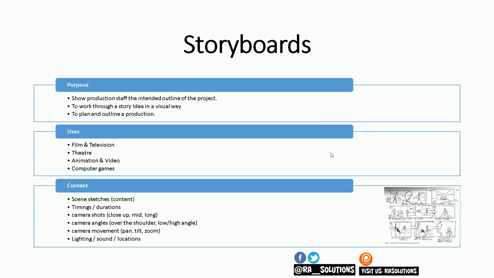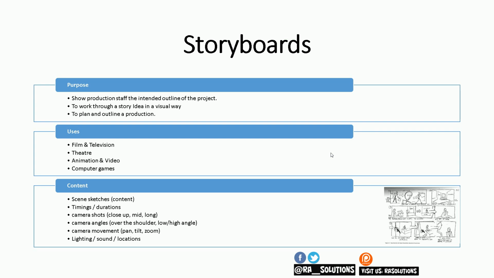Moving on, the next pre-production document is a storyboard. Again, for a storyboard, the candidates need to know the purpose, use and content, what can be included on a storyboard. In terms of the purpose of a storyboard, one of the purposes is to show production staff the intended outline of the project, to work through a story idea in a visual way, and to plan and outline a production. A few of the uses of a storyboard: storyboards are used heavily in film and television, in theatre, in animation and video, and in computer games creation as well.